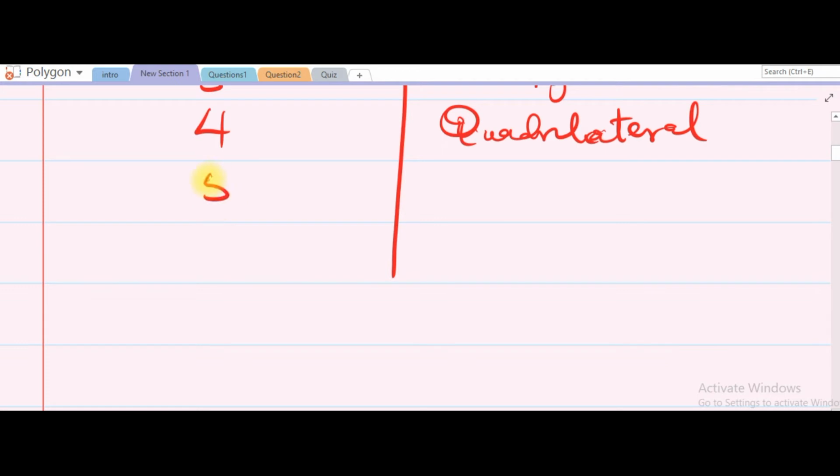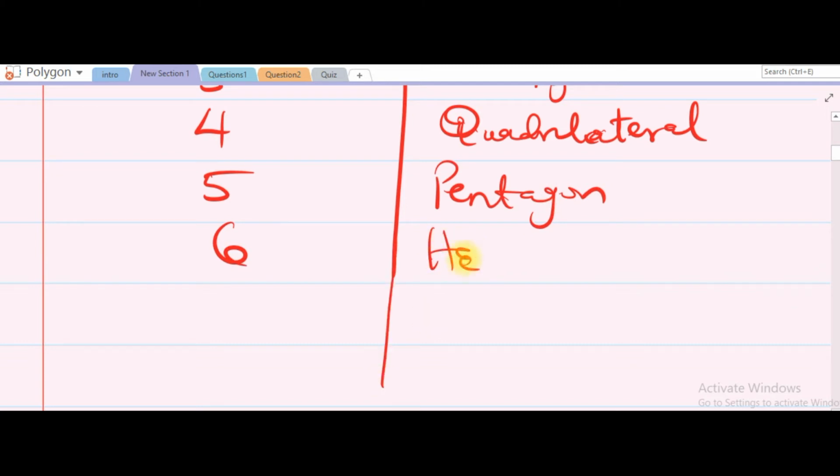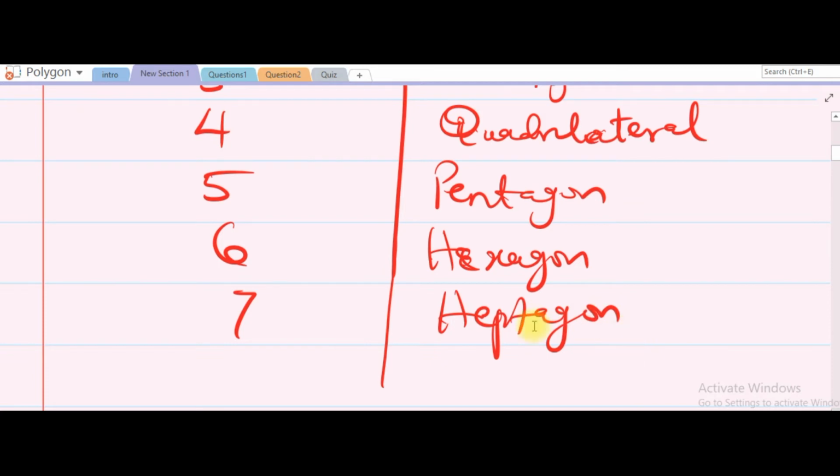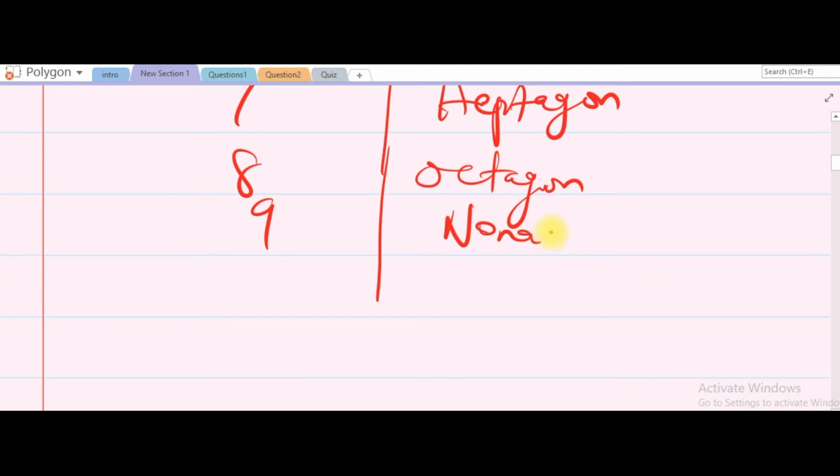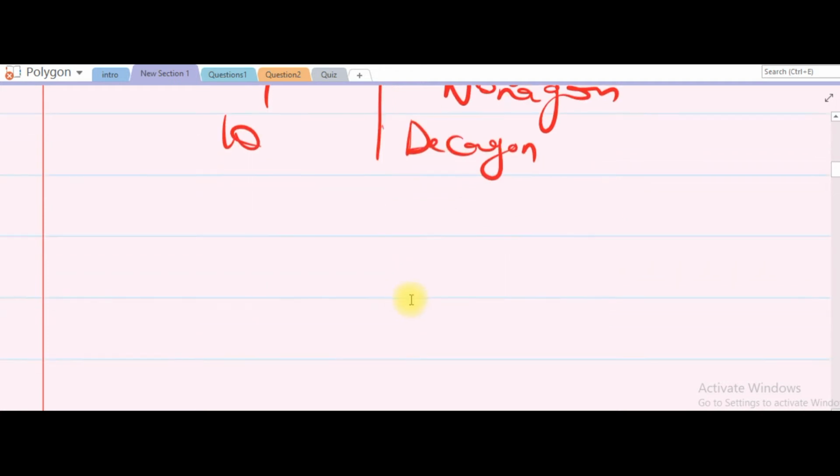The fifth one is pentagon. The sixth one is hexagon. The seventh one is heptagon. The eighth is octagon. The nine-sided polygon is a nonagon. And finally, the 10-sided polygon is called a decagon. So those are some important polygons.